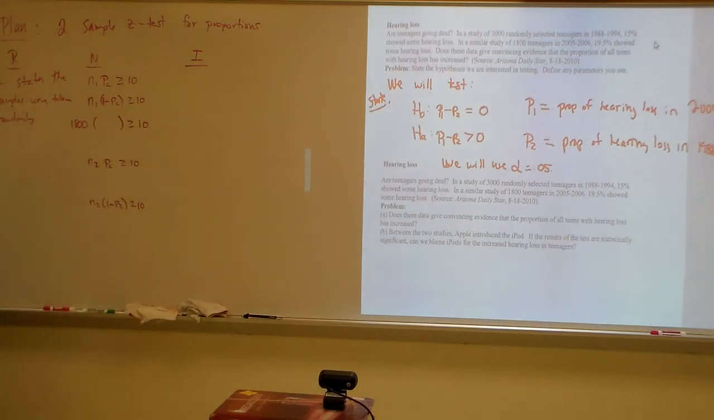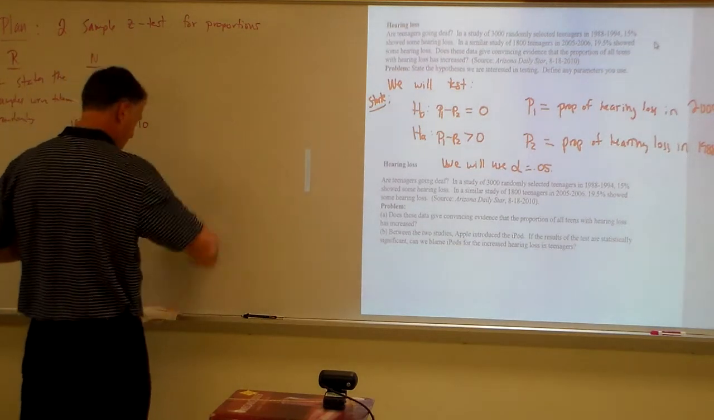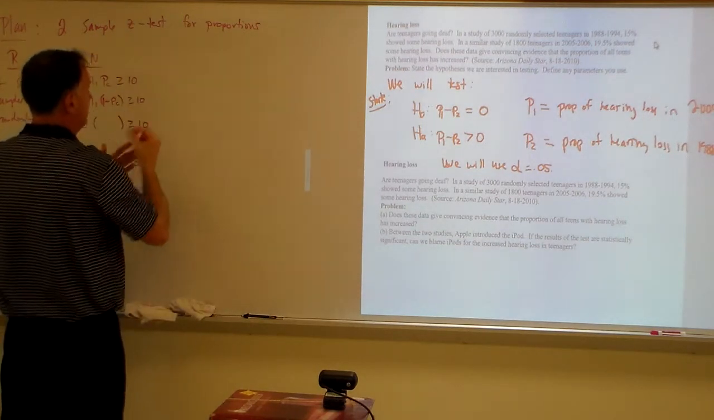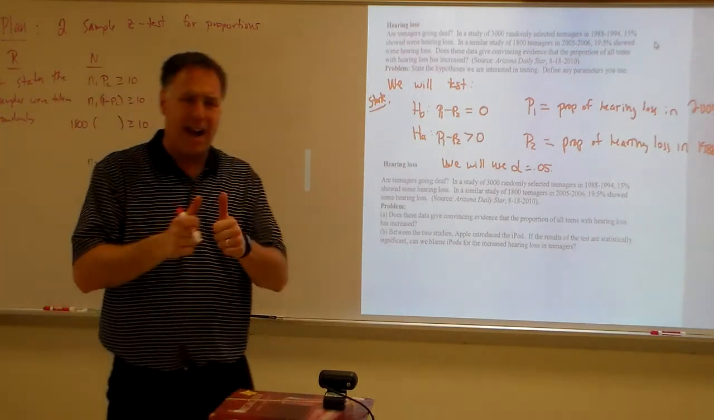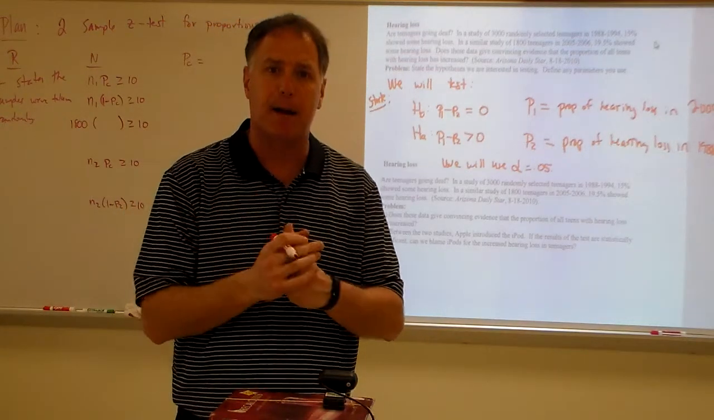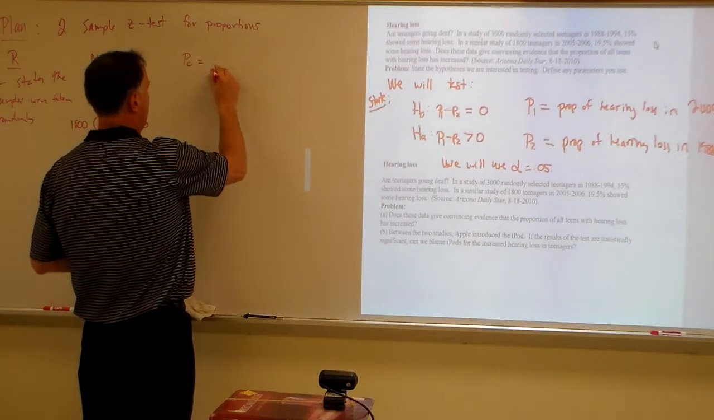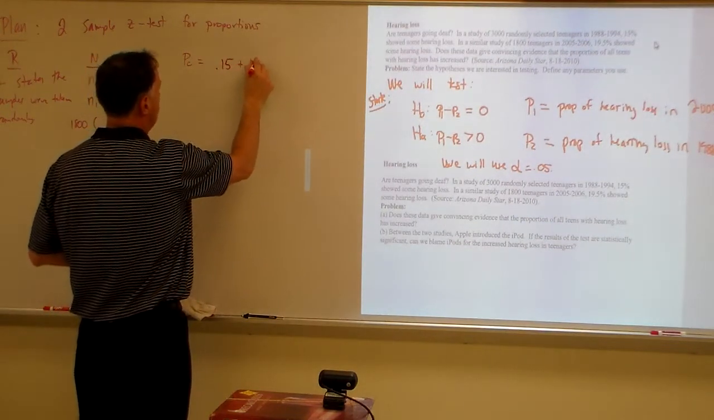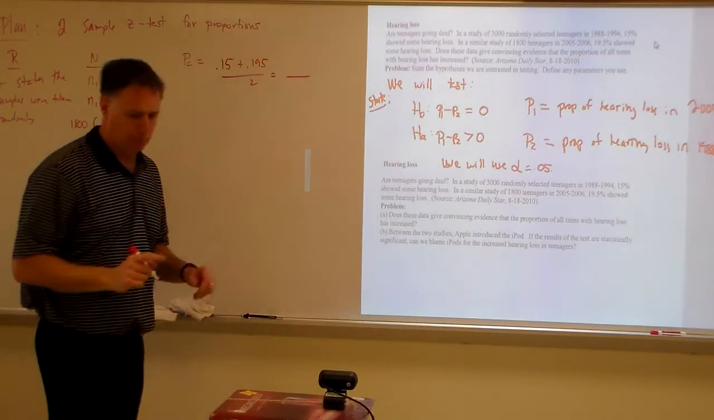Well, this is how we do it. All right? Let's watch. I'm going to move my eye, and we're going to do this pooled proportion over here. We're going to find out what PC is. Now, we have to combine those two. It's combined. That's why the C's there. But I can't just take 0.15 plus 0.195 divided by 2 and get that pooled proportion.